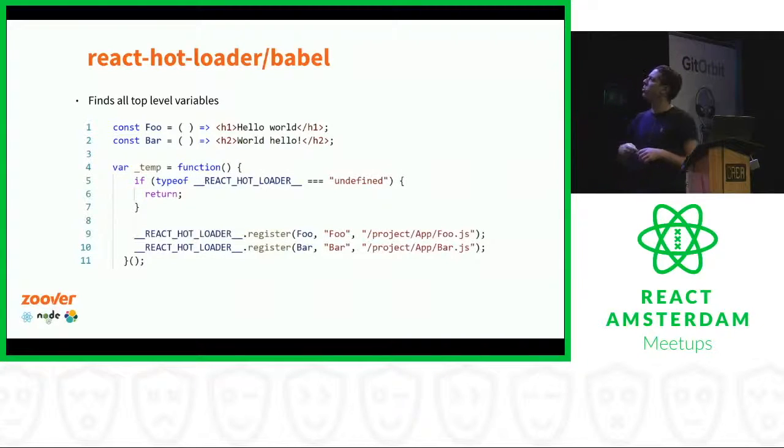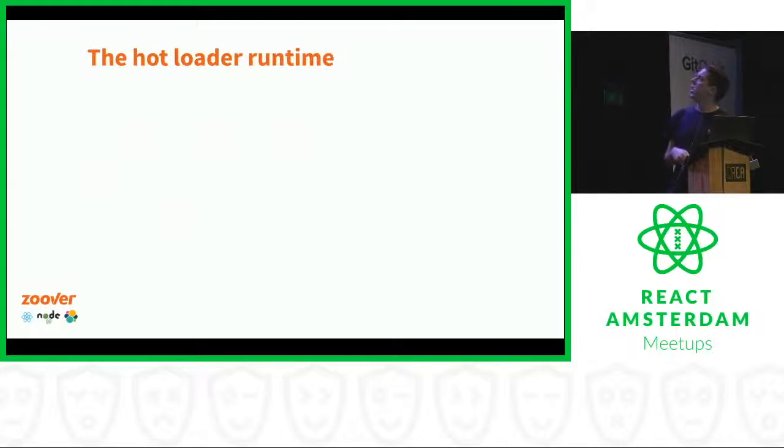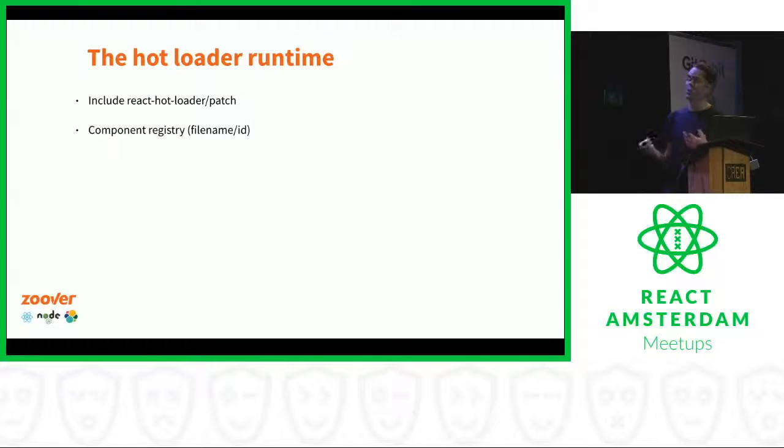And React hot loader will add a small piece of code that registers those components with their ID and their file name with the runtime. And the next step, probably the most complex part, is the hot loader runtime. So you have to include a small piece of code inside of your application. It has a component registry. Again, it has those components matched by file name and ID.